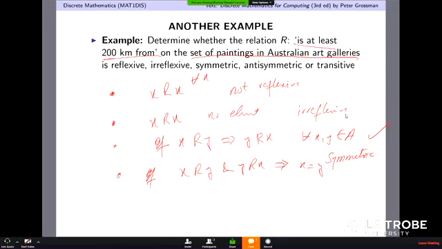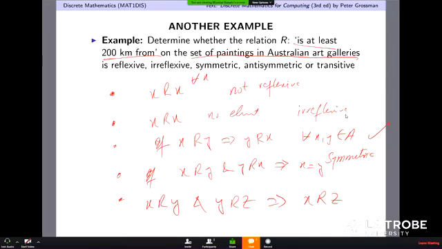Yeah, of course not. Two paintings in different locations are not the same. And the final property: if x is related with y and y is related with z, does this mean x is related with z? If x is 200 kilometers away from y and y is 200 kilometers away from z, does that mean x is 200 kilometers away from z?